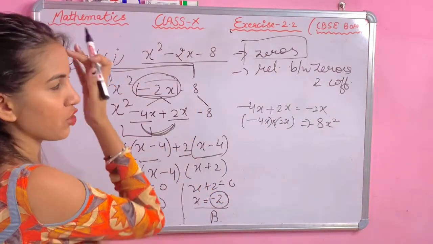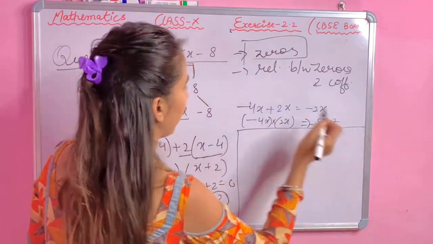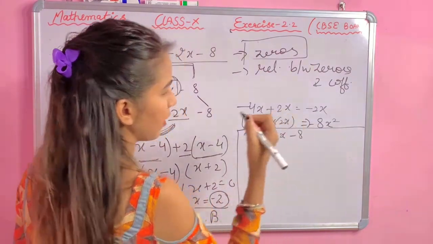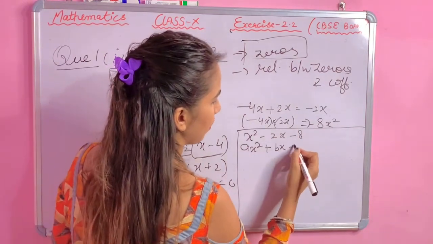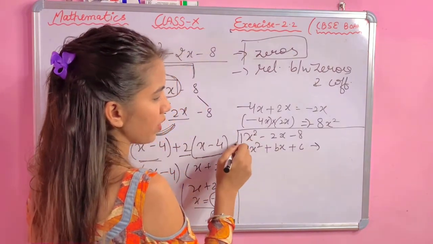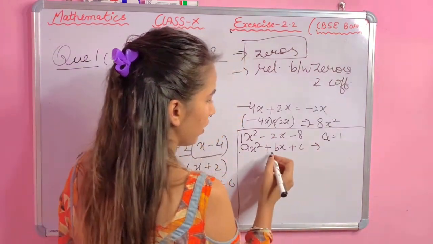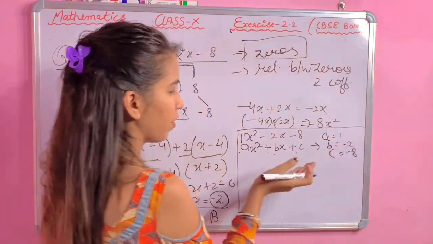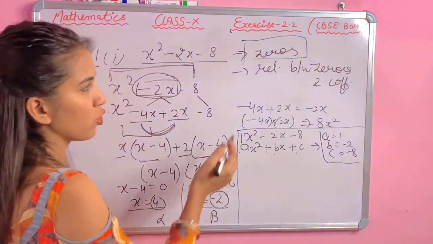Now we have to find the relationship between these zeros and the coefficients. First of all, what are the coefficients of the equation? x square minus 2x minus 8. The general equation is ax square plus bx plus c. By comparing, we can check that x square's coefficient is a, so a equals 1, b equals minus 2, and c equals minus 8. We are just comparing these two equations, and then we can find the values of a, b, c. So now we have to find the relation.